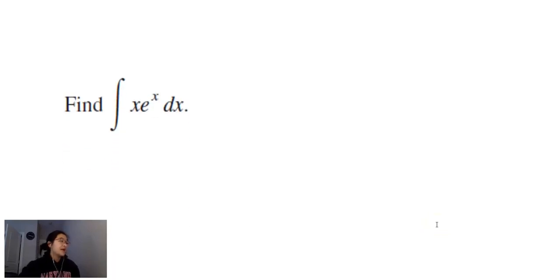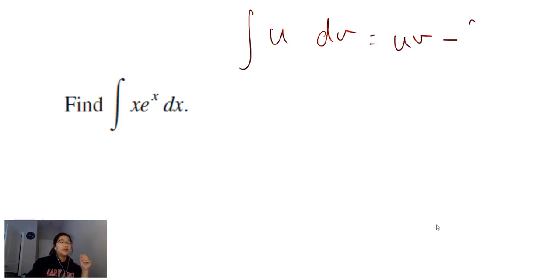Alright, so find the integral of x times e to the x dx. So we're going to think to ourselves, okay, so what part of this is u and what part of this is dv? Because that was our formula. Our integral of u dv equals uv minus the integral of v du. So which part of this is going to be u and which part of this is going to be dv? We have x, e to the x, and dx.